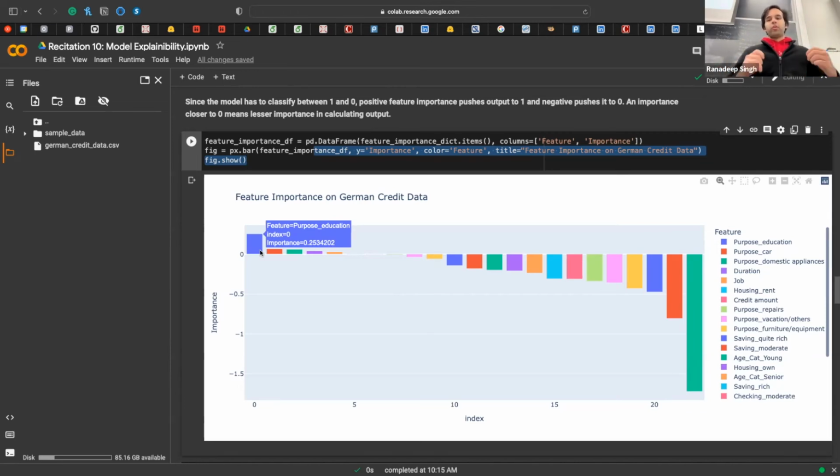So not an individual prediction, but overall. The biggest bar here is the purpose of domestic appliances. So depending on its value, it can really sway the output. Because it's negative in this case for logistic regression, what it means is that it's swaying the value towards 0. I think in this case, 0 meant low risk, whereas 1 meant high risk. So if this value is really high, this feature is contributing to telling us that it'll be a low risk person.